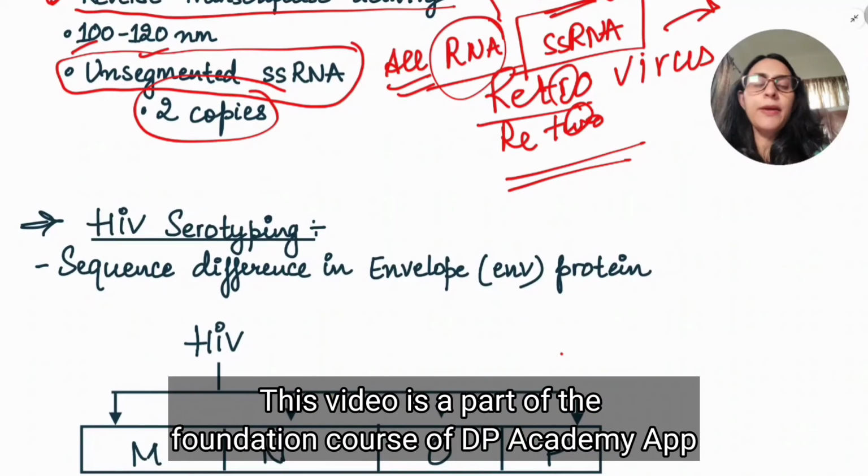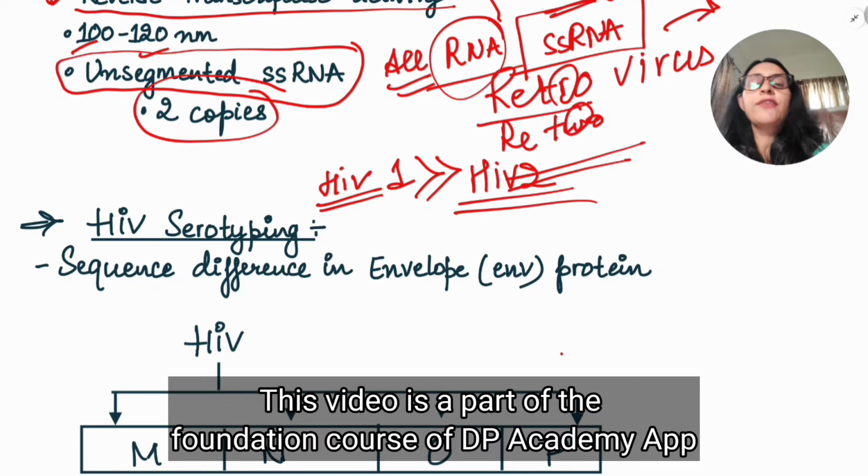In HIV also we have this reverse transcriptase activity. So reverse transcriptase activity is seen in both HIV as well as hepatitis B virus. Now coming to the serotype, HIV-1 is more prevalent or more common in India as compared to HIV-2.